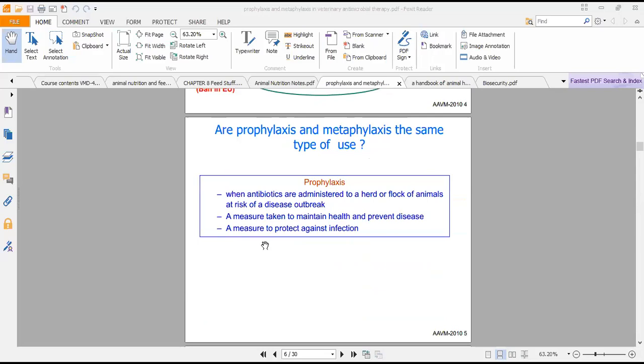So what is the difference between prophylaxis and metaphylaxis? Are these both the same? When antibiotics are administered to a herd or a flock of animals at risk of a disease outbreak, I mean before the occurrence of the disease, this is for prevention. A measure which is taken to maintain health and prevent disease, or a measure to protect against infection, is known as prophylaxis. So this is prophylaxis, before the occurrence of the disease.